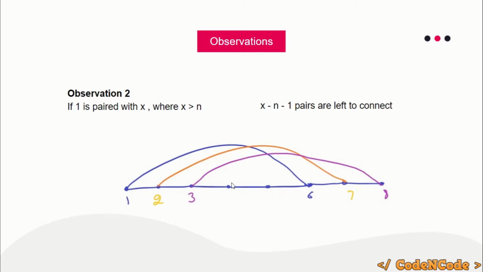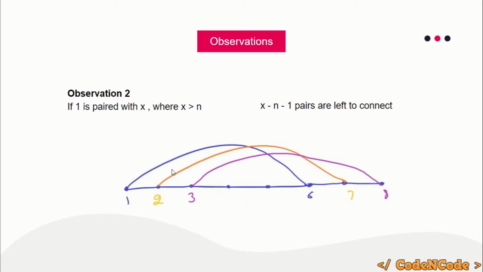So here you see how many pairs are left. Pairs left are x minus n minus 1. x is 6, so 6 minus 4 minus 1 is clearly 1, so one pair is left to be taken care of. If 1 is paired with x, then the other point needs to be paired with x plus 1, then the next with x plus 2, and so on till we reach 2n. So when at position 3 we are able to reach 2n, this will be paired with 2n, so we will stop here. How many pairs are left?